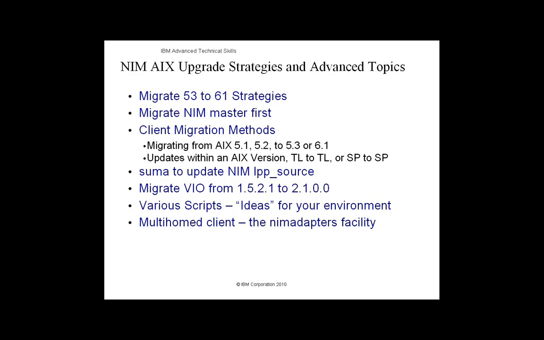A migration is distinct from an update, where I stay within an AIX version. I'm staying 5.3, but I'm going from one technology level to the next technology level, or one service pack, one SP to the next SP. Both of these things, whether migrating or updating, we can make use of alternate disk methods, and that's always good because it preserves our original root VG, gives us a fallback path if we're not satisfied with the upgraded disk, whether it might be by migration or by update. I have a couple of pages on SUMA to update a NIM LPP source, but in fact, I don't use SUMA as much as I used to.